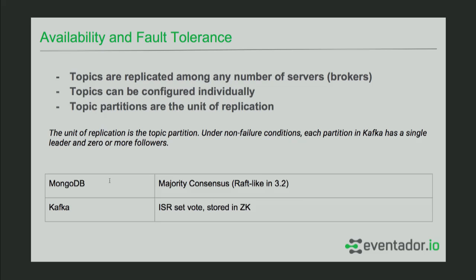So that was performance. Let's talk a little bit about availability and fault tolerance constructs. Like I said, topics are replicated among any number of servers. Those servers are called brokers. Every topic can be individually configured. So this is kind of cool. Basically, a topic is a namespace.